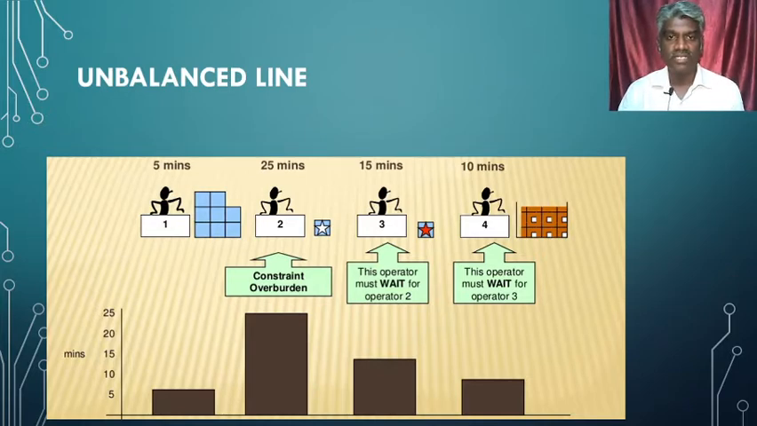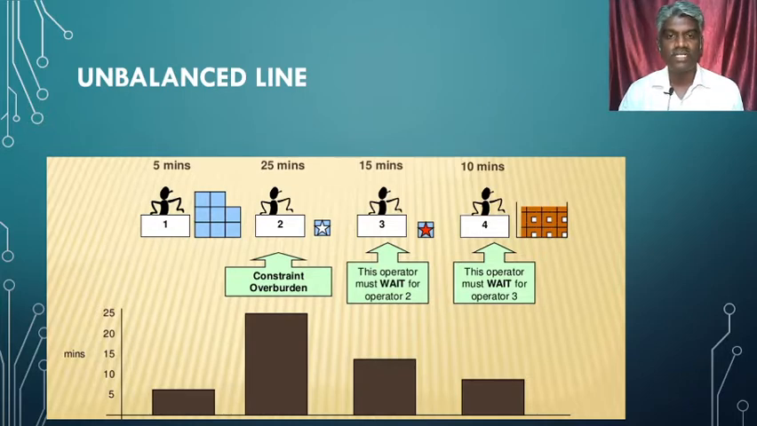So that is line balancing, and this is an example of an unbalanced line where we have four different operators doing different operations. The first one is taking 5 minutes to complete the operation, and he is piling up the work after his work. The second operator is working for around 25 minutes, the third for 15 minutes, and the fourth one for 10 minutes. And this second operator, who is operating for 25 minutes for one process, is the bottleneck here.